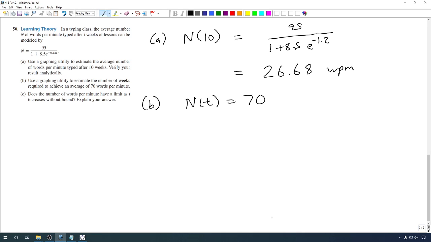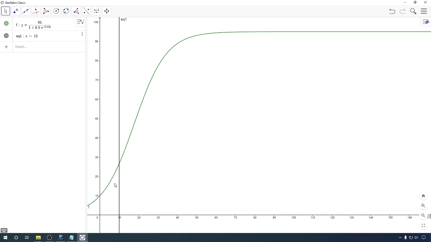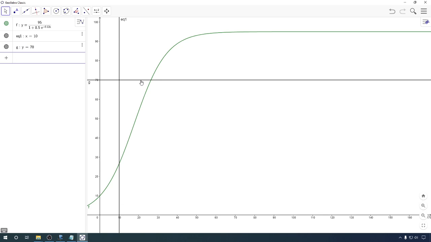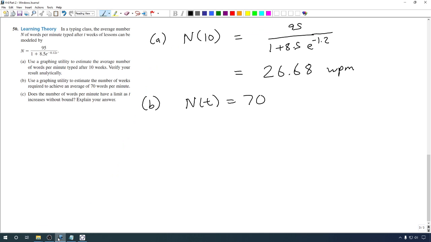We can go ahead and look at our graph to estimate that, like we did on the last one. If we look at y equals 70, we have this point here, which looks like it could be maybe 25 weeks, around there. Of course, we can solve for it directly. We just have our formula here, 95 over 1 plus 8.5 e to the negative 0.12 t is equal to 70.